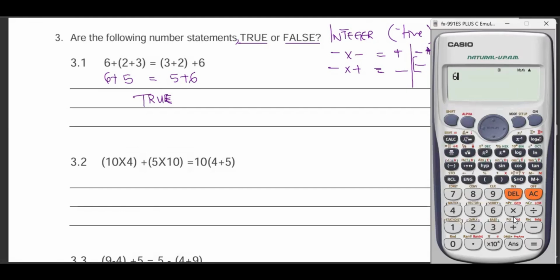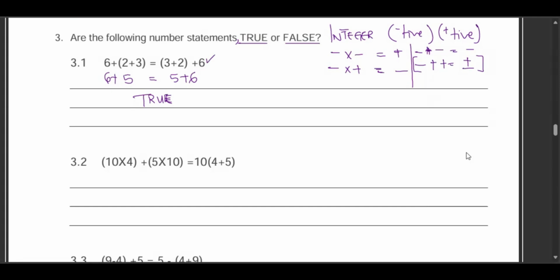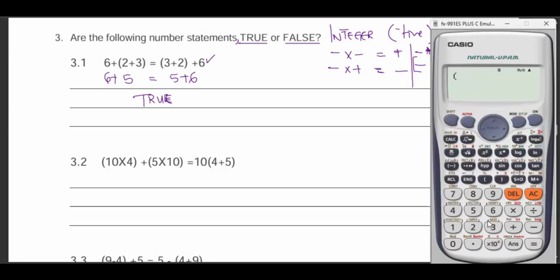We say 6 plus, open brackets, 2 plus 3, close brackets. What answer do you get? 11. Oh, wonderful. Then turn to this other one here. And you say, open brackets, 3 plus 2, close brackets, plus 6 equals 11. Yes, they are equal. Let's come to this other question here.